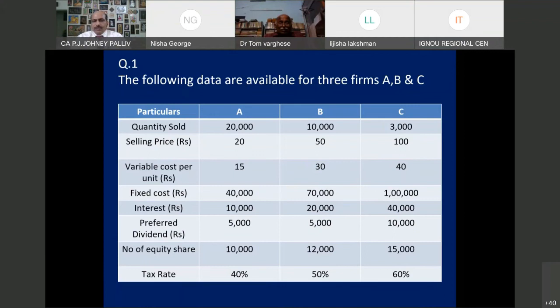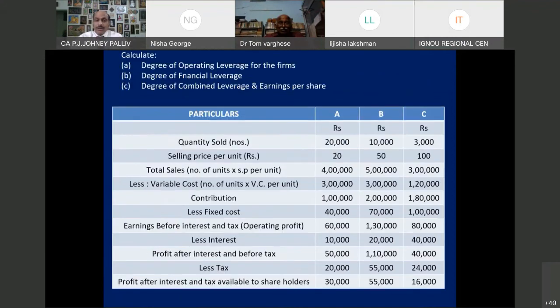So please understand the problem. The problem says there is certain information: quantity sold, selling price, variable cost, fixed cost, interest, preference dividend, number of equity shares, and the tax rate is also given. What is the question? Your question is, calculate degree of operating leverage for the firms. Degree of financial leverage. Degree of combined leverage. And earnings per share.